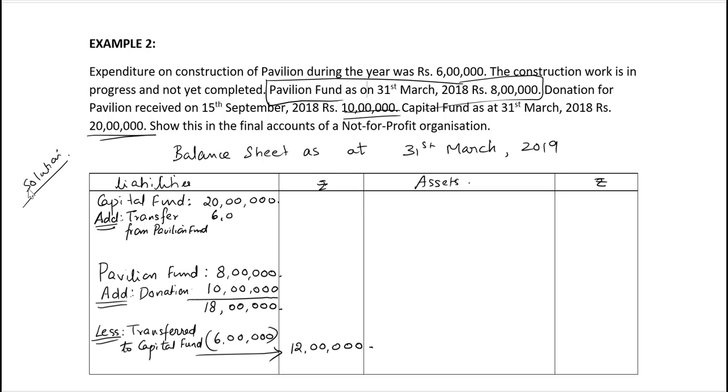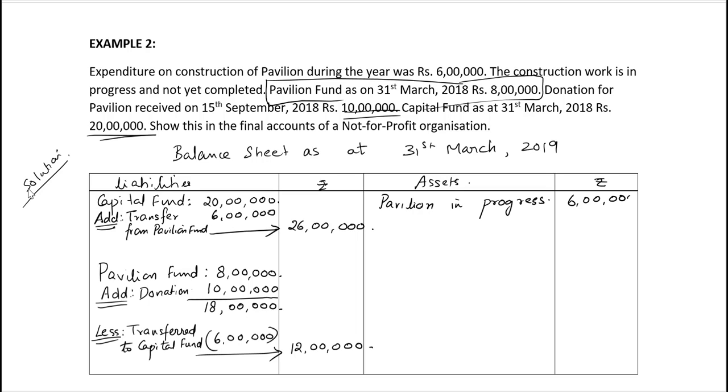₹6 lakh. The amount to the outer column for capital fund, 26 lakh rupees. An asset has been created. So on the asset side, we will write pavilion in progress, 6 lakh rupees.